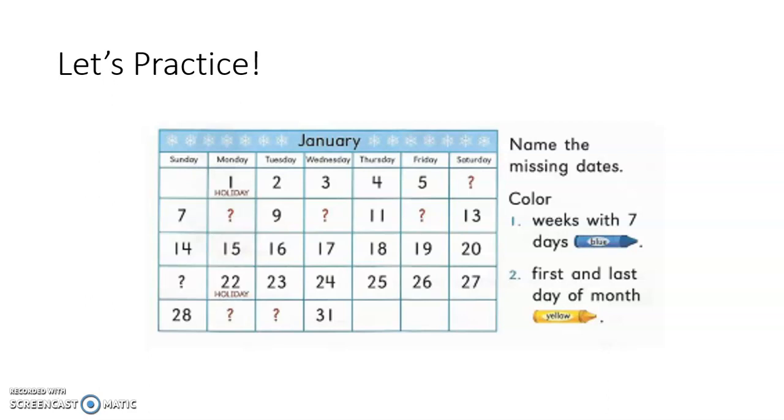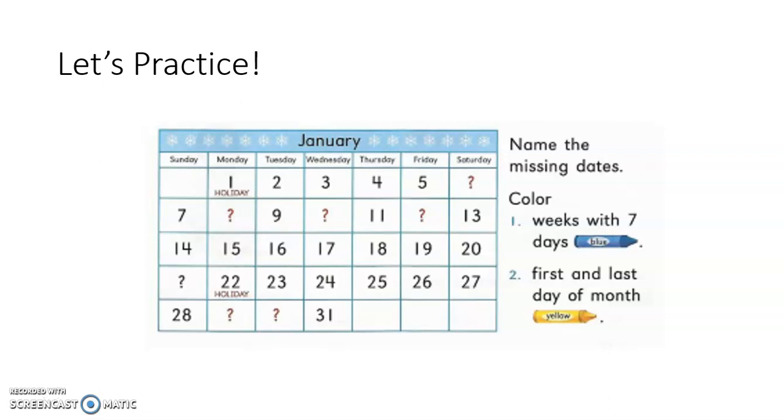13, 14, 15, 16, 17, 18, 19, 20. Sunday should be the 21st, 21, good job. Monday, 22, 23, 24, 25, 26, 27, 28. Uh-oh, Monday's missing, the last Monday of the month. 29, what comes after 29? That's going to be your Tuesday. 30. We're just counting by ones, so you're just filling in the missing numbers.